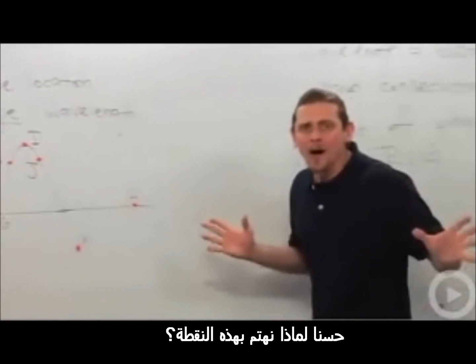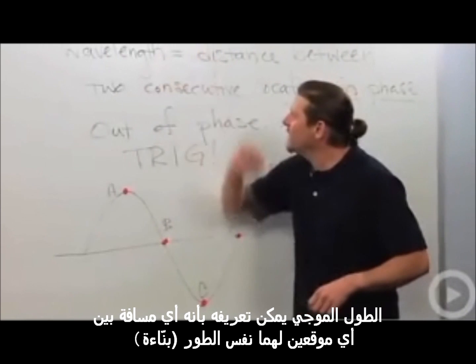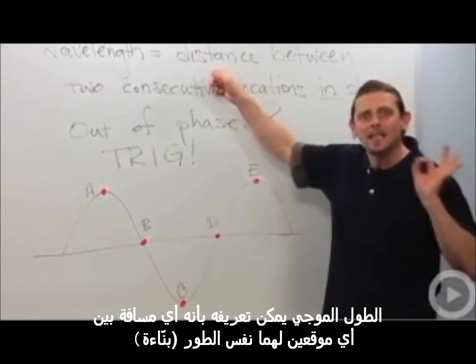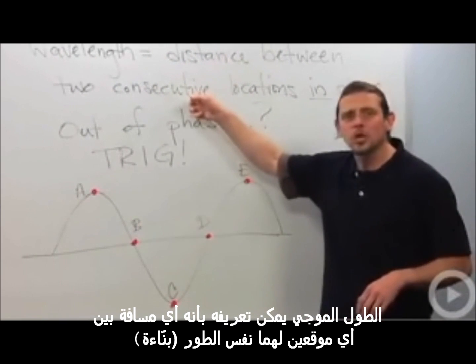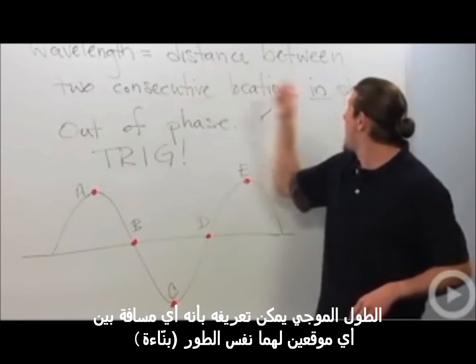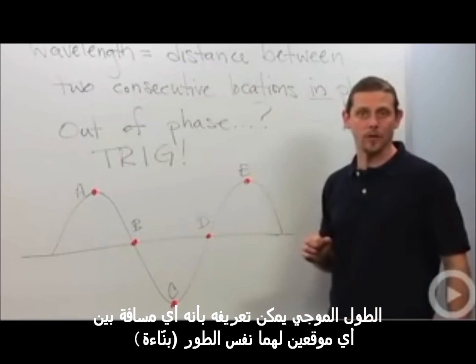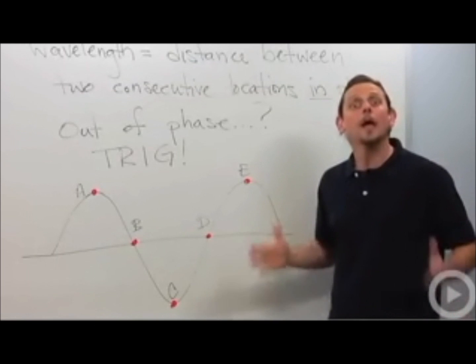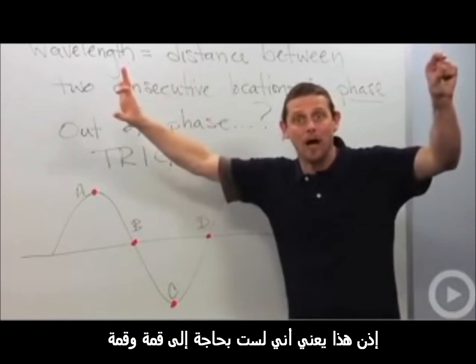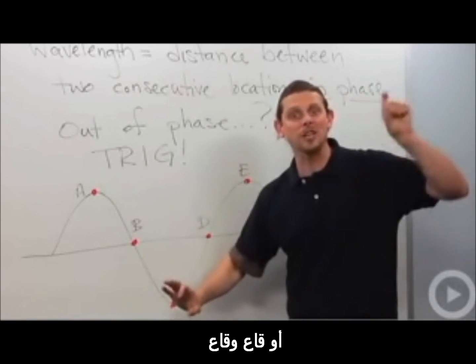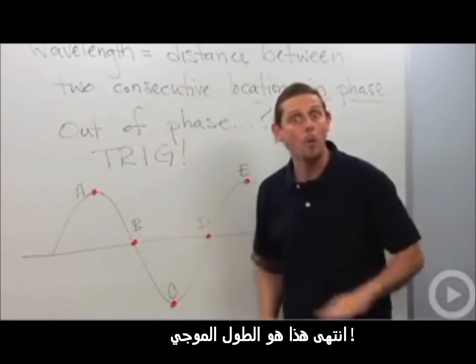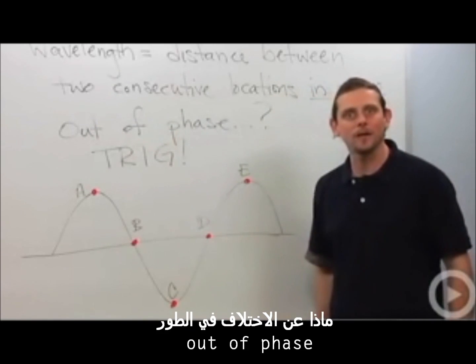All right, so why do we care about this? Well, a wavelength can be defined as the distance between any two consecutive locations that are in phase with each other. So that's kind of nice. It means I don't need a crest and a crest or a trough and a trough. I just need phase, same phase. Done. Wavelength.